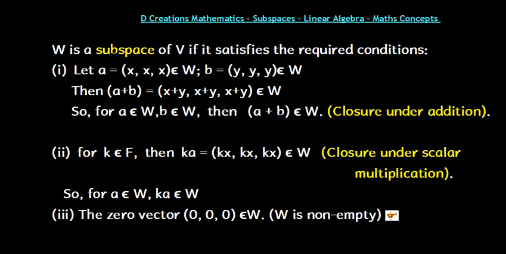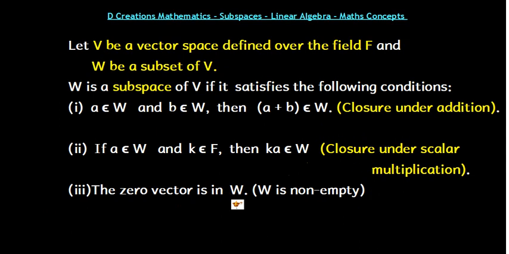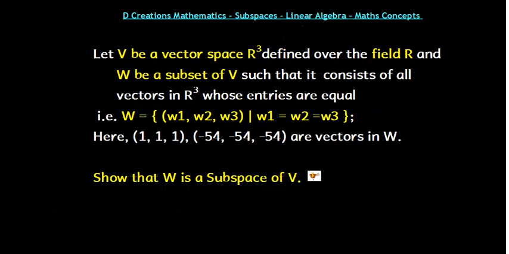And now the third condition of the zero vector. If you just take (0, 0, 0), it will definitely belong to W because all the entries are equal. So all the three required conditions are satisfied, and hence we can show that this is indeed a subspace of V.